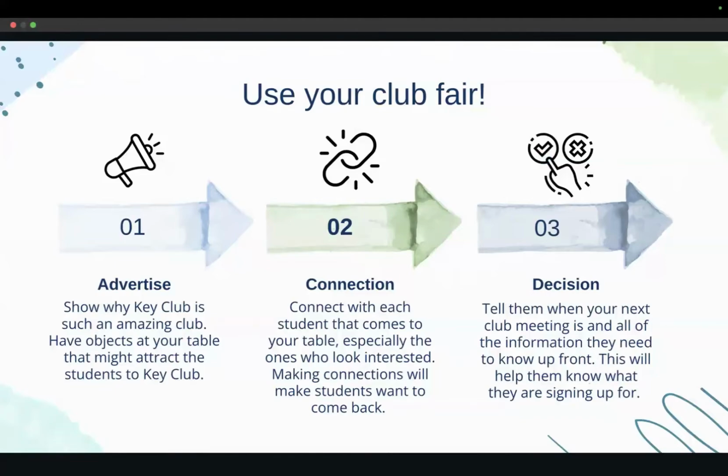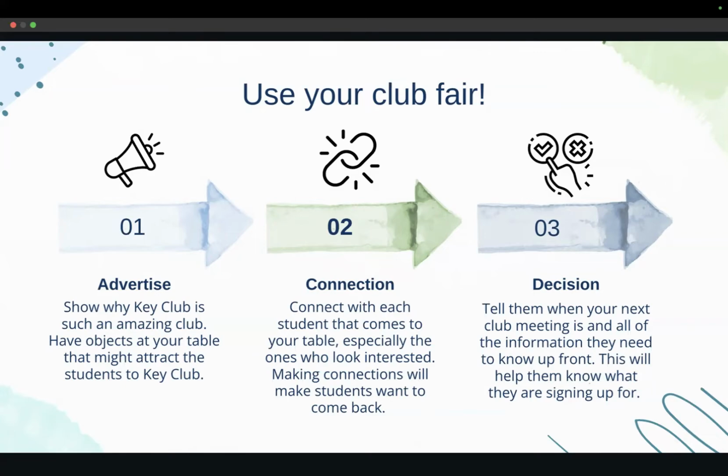So use your club fair. If you don't have a club fair and you have an orientation for freshmen where you can advertise your club, use it. You obviously want to advertise your club, make it look interesting, and include pictures of moments you've had that really stuck out to you, that make other people want to join the club, whether it's making friends, whatever it is. You want to show that Key Club is an amazing club, and have objects on your table that might attract students to Key Club.